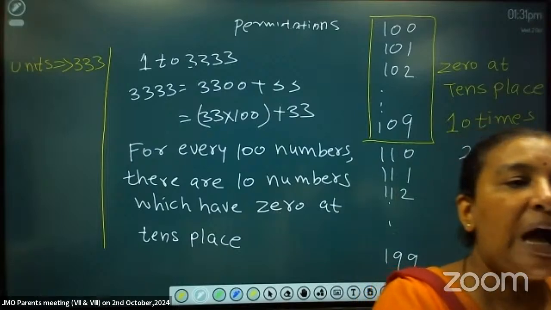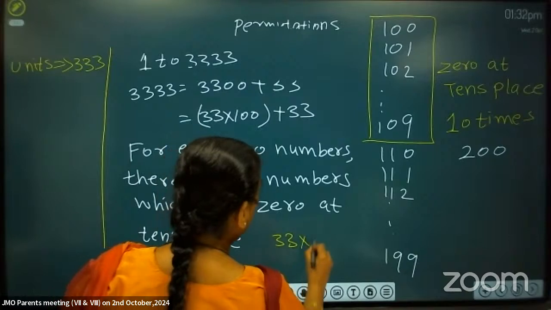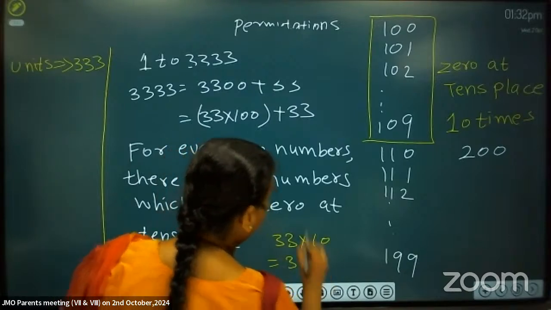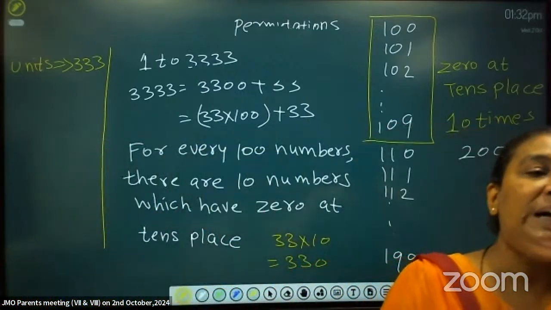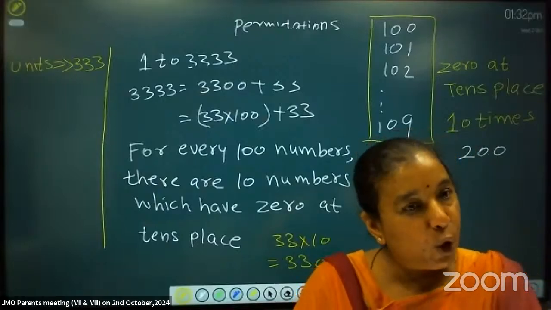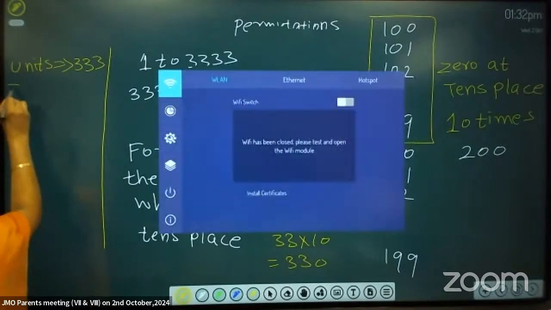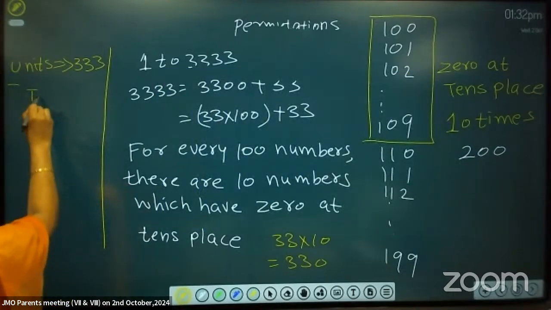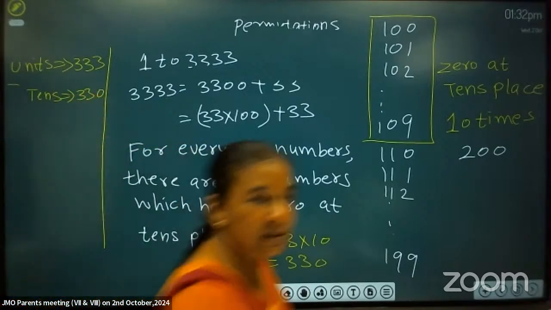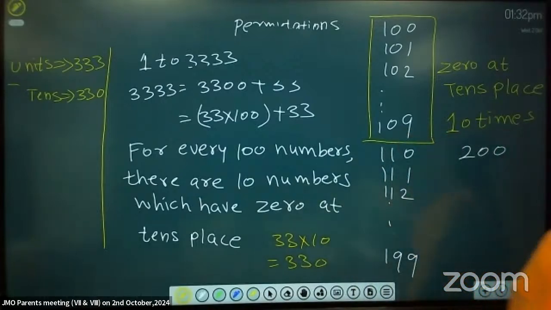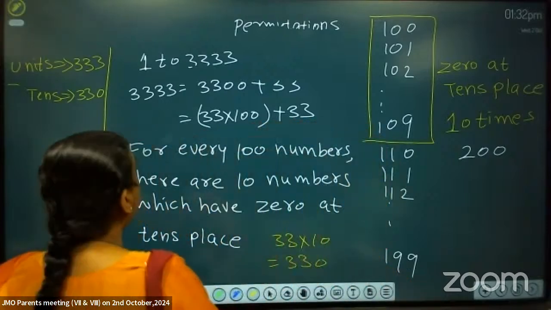So in total how many zeros are there? There are 33 into 10, that is 330 zeros at tens place. I am not calculating the zeros at units place, that I have already calculated. So now I have calculated the zeros at tens place: there are 330 zeros. You understand this? Now I will calculate the number of zeros at hundreds place. Okay, let's calculate.